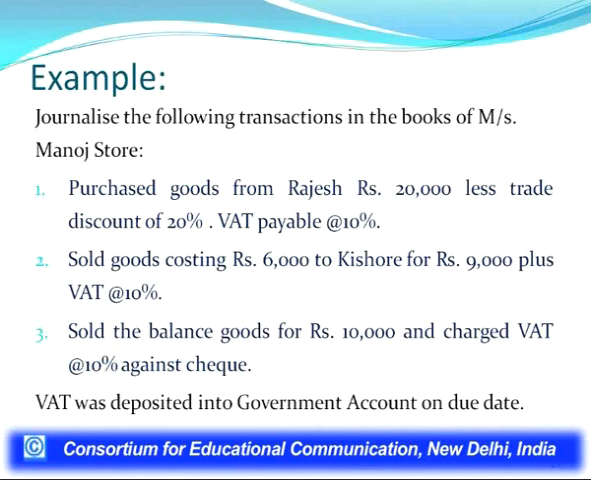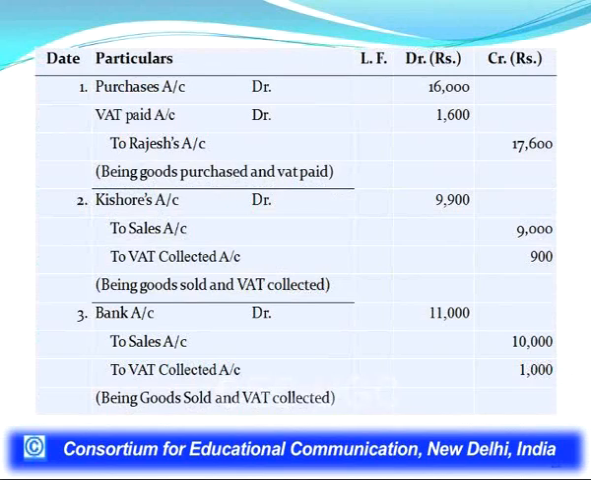So, price is 20,000, but trade discount is 20%. So, the net purchase price will be 20,000 minus 20%, that is the 4,000, 16,000. So, 16,000 is the purchase price. So, when we pass the entry for it, entry will be purchases account debit 16,000.